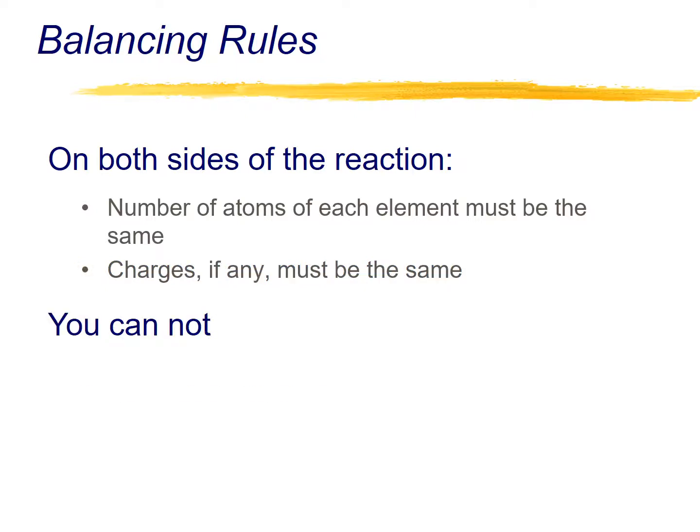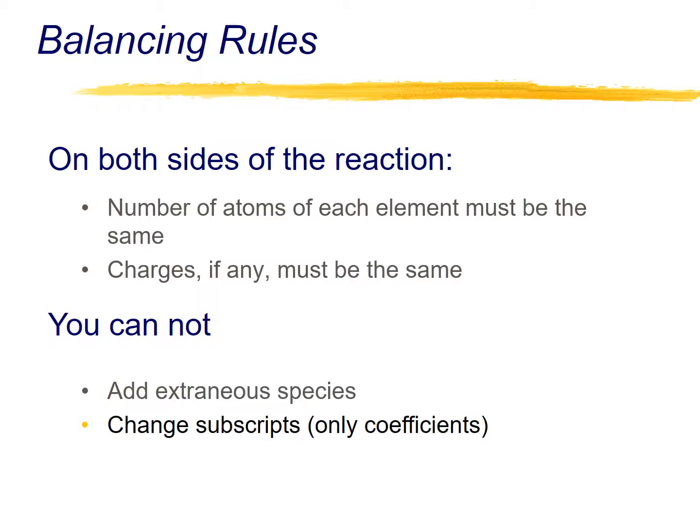Now, what you can't do, you can't add any other extraneous species or any new atoms or elements because, well, you're changing the reaction. You can't change subscripts, so you can't change the formula because that's, again, changing what the substance is. So basically, all you can do to balance is change coefficients. So this is your tool.